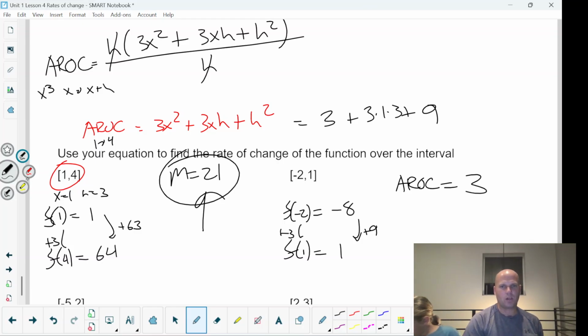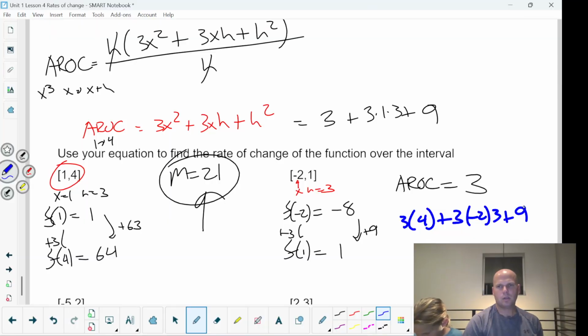But let's use the formula. If I plugged in -2 for x and an h of 3, I'd have 3 times -2 squared, which is 4, plus 3 times -2 times 3, plus 3 squared, which is 9. And let's see, 12 plus, this is going to be -18 plus 9. Well, this is -6. -6 plus 9 is 3. Oh, look at that. We got the same answer.